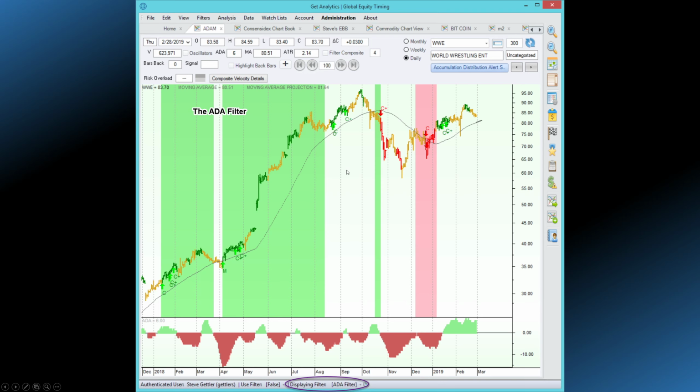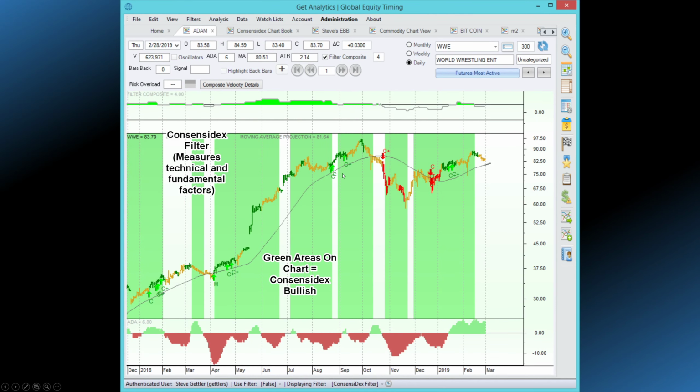Let's take a look at another filter that we have in this system, and this is called the Consensidex. This filter measures both technical and fundamental factors. Once again on this chart, green areas tell us that Consensidex is bullish. Plotted above here, when this is in the green zone, that tells us that Consensidex is positive. So all other things being equal, when this area of the chart is green, the signals are more likely to be successful than when it's not green.